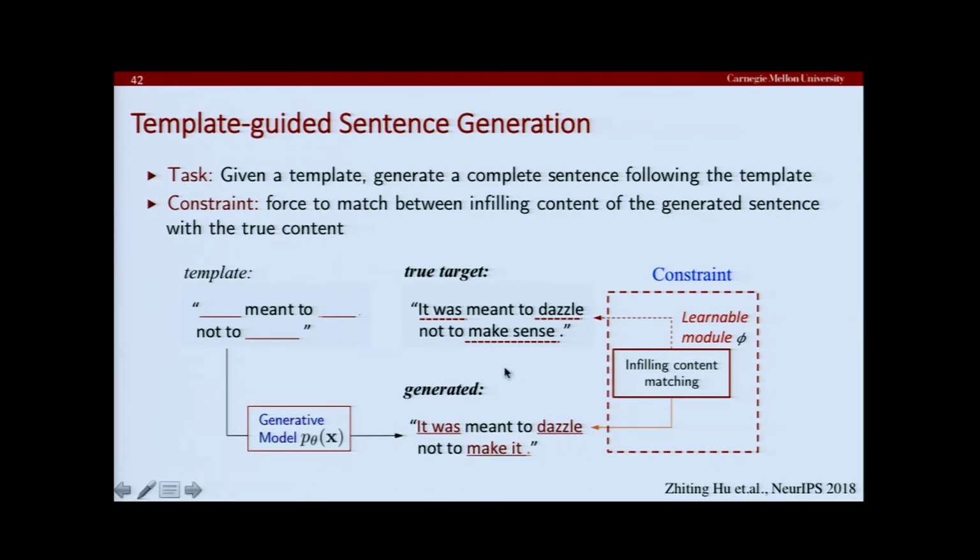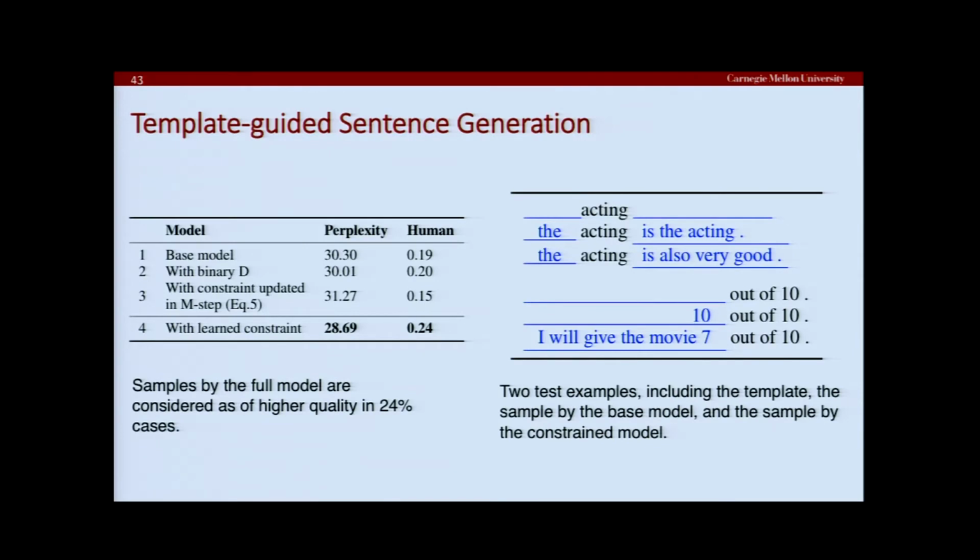It turns out that this is not a trivial task, because in most language models you're generating from left to right. To satisfy these constraints you can try rejection sampling until you get the right constraints, but it turns out it's quite difficult to do. But you can actually learn to generate sentences, multiple sentences, by using these constraints. Again, you can look at the results. In some cases, when you're forcing these constraints, the models can generate things like "I give the movie 7 out of 10" or "the acting is also very good," as opposed to some baselines without constraints, where it's very hard to generate something that's plausible, right?